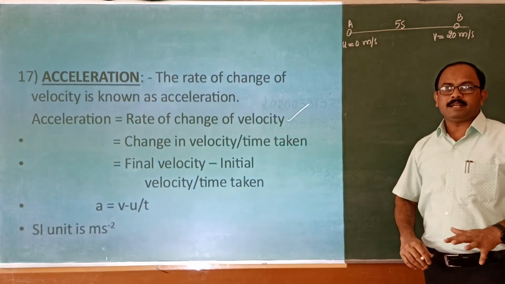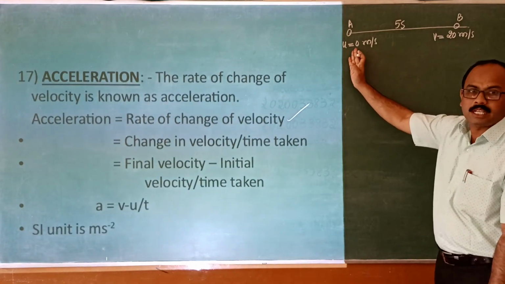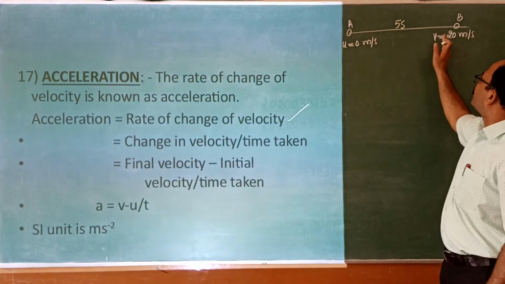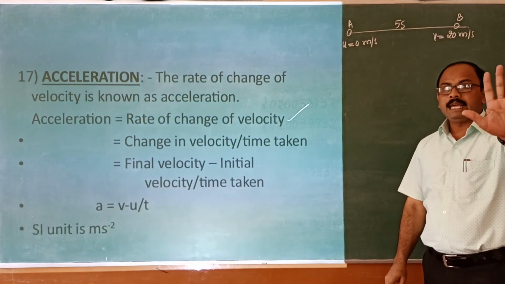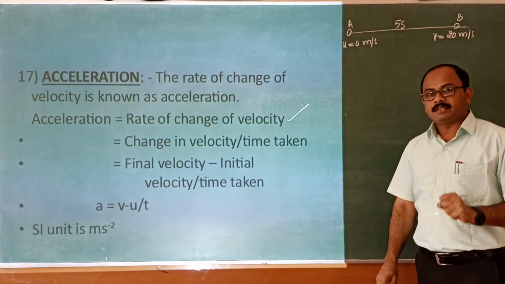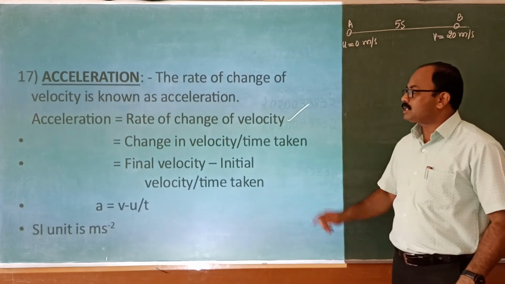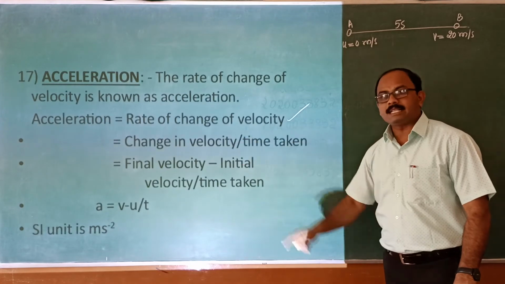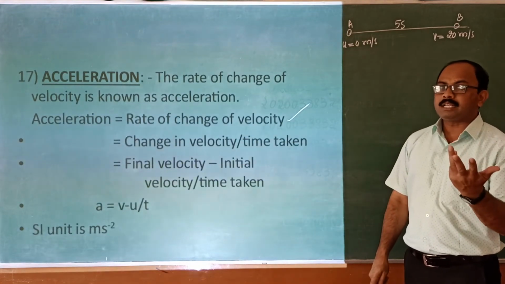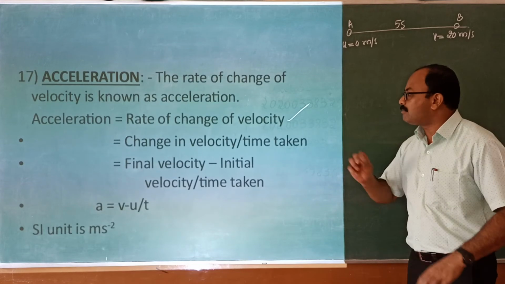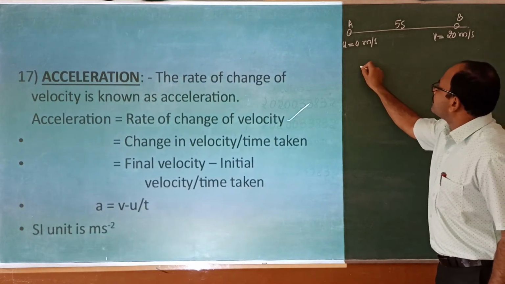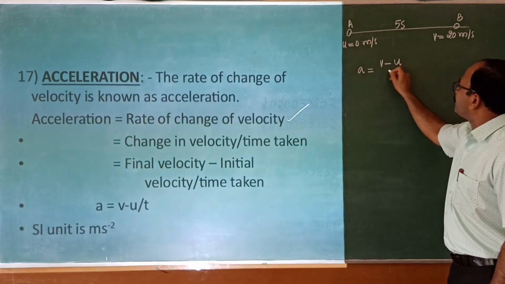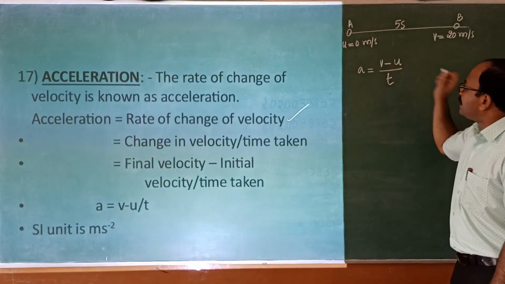Velocity changes with time. Previously, its velocity was 0. We call that the initial velocity. Now, its velocity changes to 20 meters per second in a time of just 5 seconds. Therefore, the rate of change of velocity is change in velocity by time taken. How is this change in velocity calculated? Final velocity minus initial velocity divided by time taken. That is, acceleration a is equal to final velocity minus initial velocity divided by time taken.